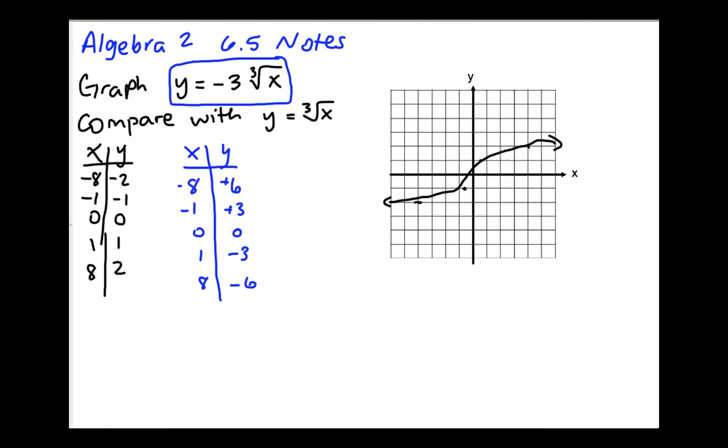So when I graph this guy, it should flip itself around. So at -8, I'm at 6. So 1, 2, 3, 4, 5, 6. And then at -1, I'm at 3. And then 0, 0. And then 1, -3. And then 8, -6. So this graph is going to be something like this. Okay. It's not the prettiest graph I've ever drawn, but it's not bad, and you get the general idea, and that's the important part. But it's still the cube root graph. It has now just been reflected over the x-axis and stretched out a little bit wider.